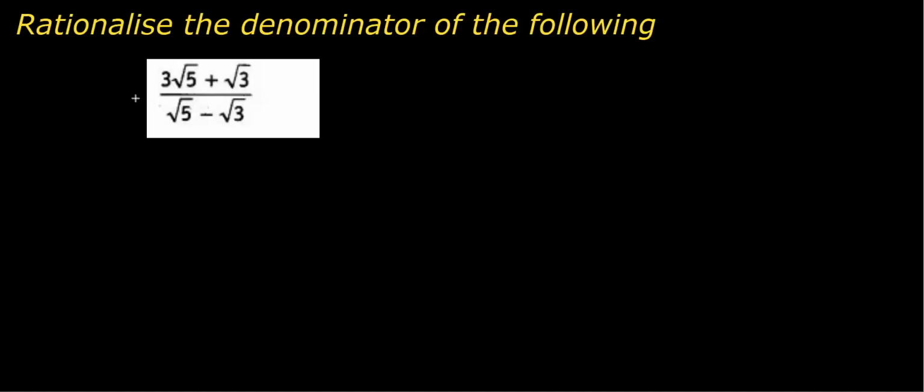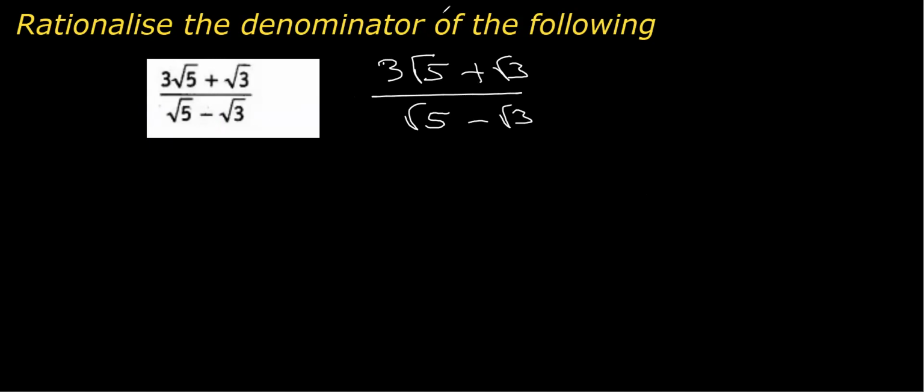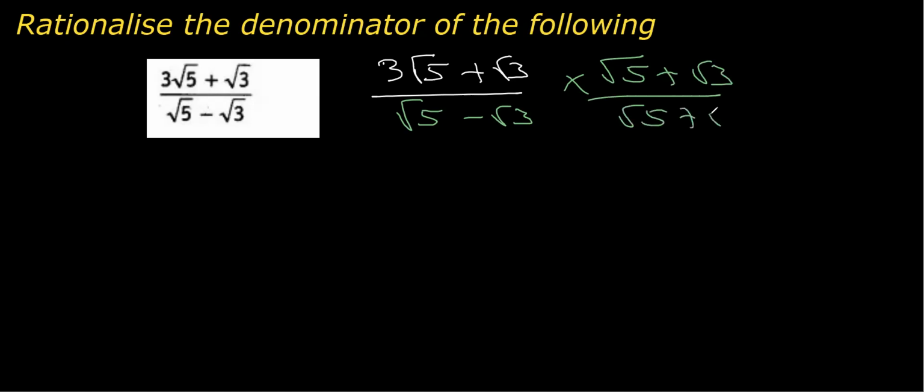Like the previous part, we are going to do this in the same manner. We have the denominator as root 5 minus root 3, which is in the form of a minus b. So first I'll write down the question here. The question is 3 root 5 plus root 3, and below it is root 5 minus root 3. The irrational part of the denominator is root 5 minus root 3, so we'll be multiplying and dividing it by root 5 plus root 3.